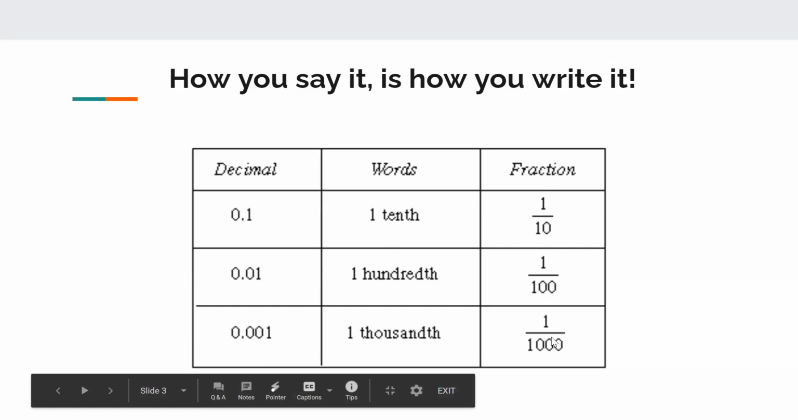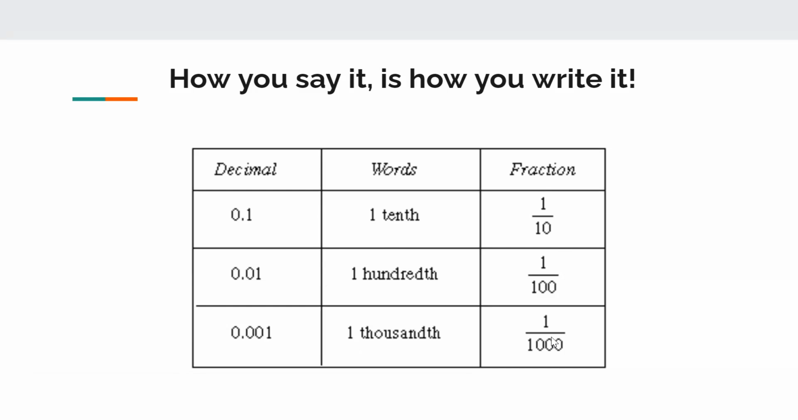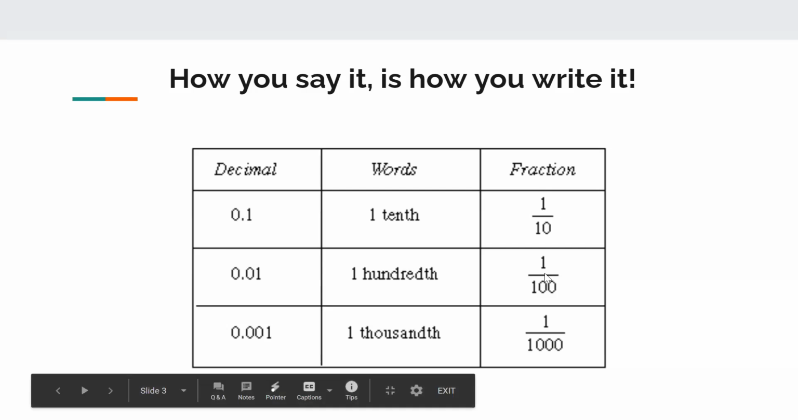Now, of course, anytime you have a fraction, you must also simplify it if you are able to. You put it in its simplest form. Because these all have a 1, we know that it is in its simplest form.